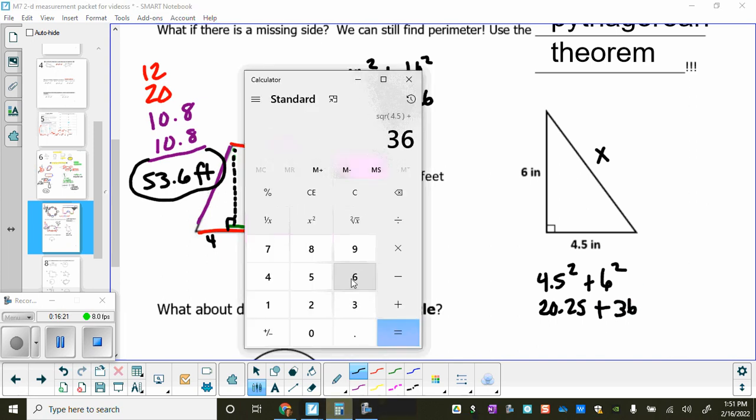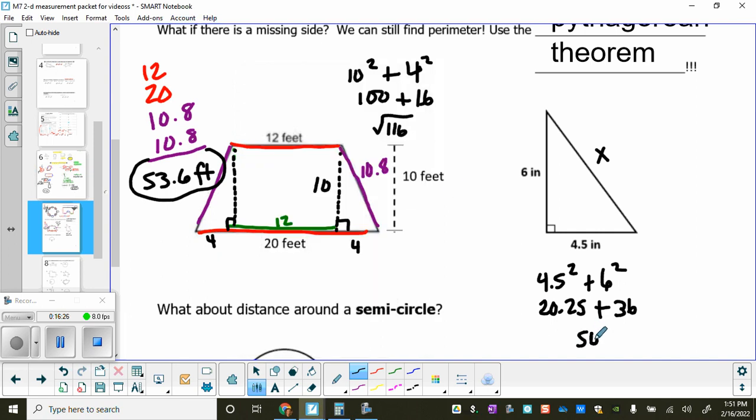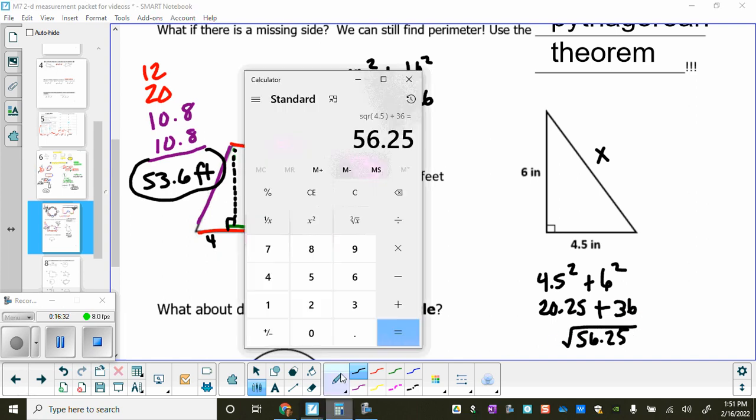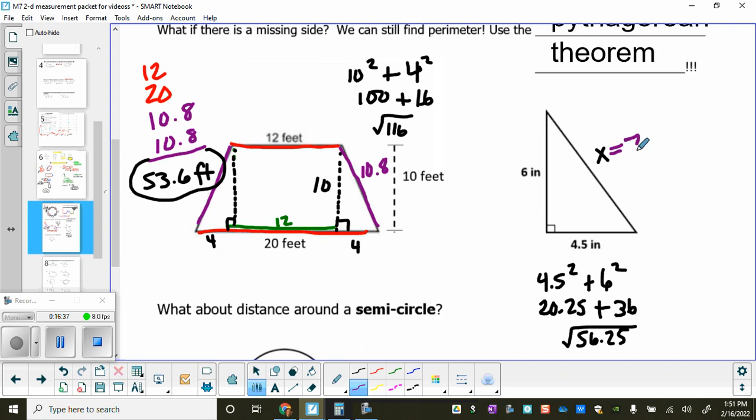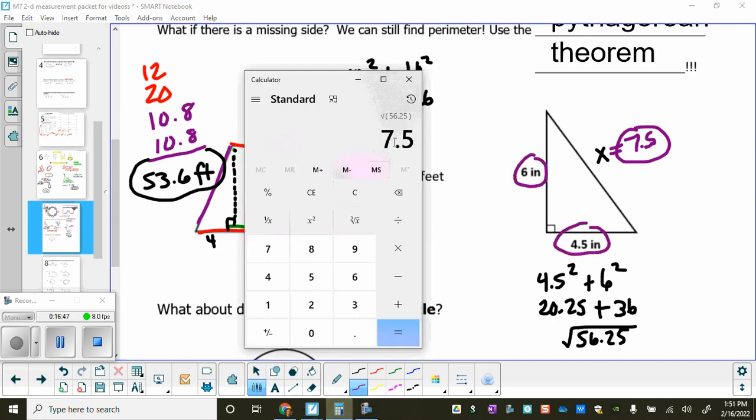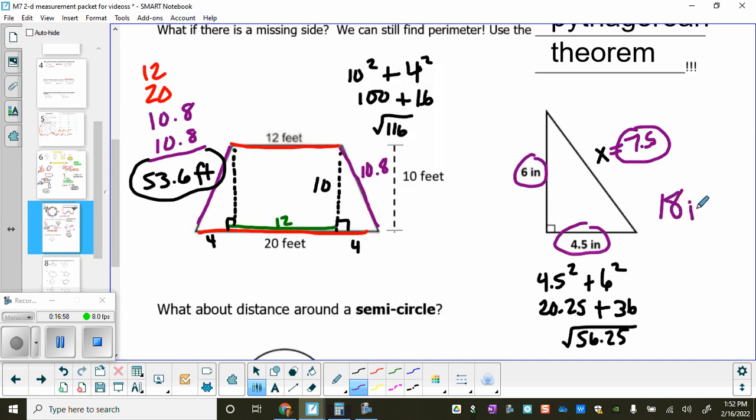So I'm going to add a 36 in the calculator. Cool. And we get 56.25. And when I take the square root of that, I found my hypotenuse. So we get a 7.5. So we know this side is 7.5. So now we're going to add 7.5 plus 6 plus 4.5. And the perimeter around there is 18 inches.